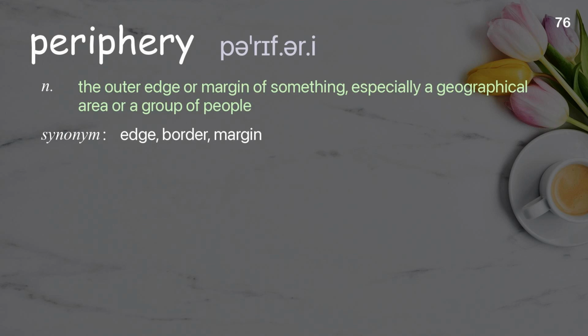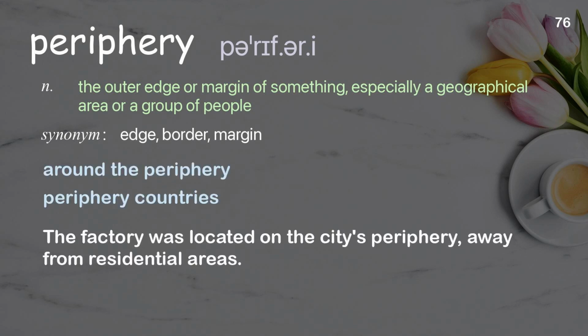Periphery. The outer edge or margin of something, especially a geographical area or a group of people. Examples. Around the periphery. Periphery countries. The factory was located on the city's periphery, away from residential areas.